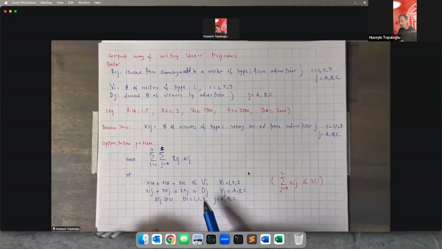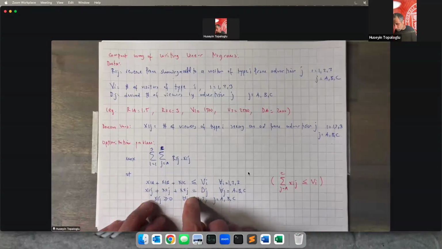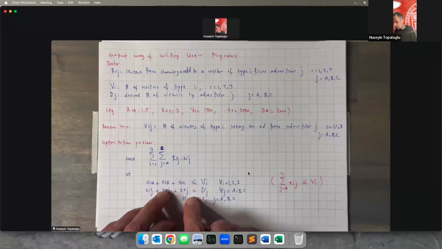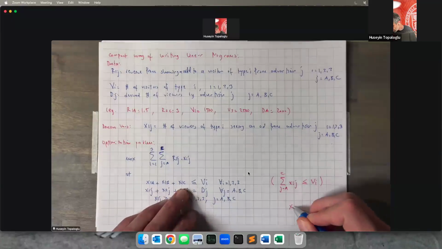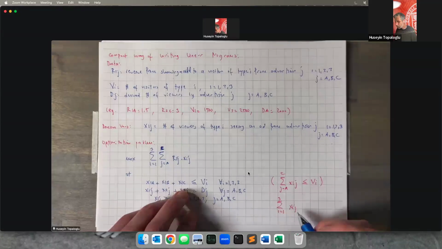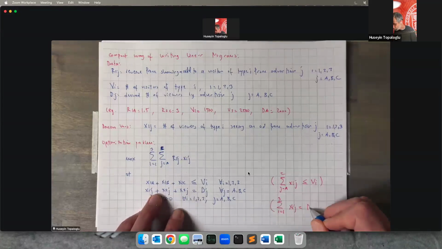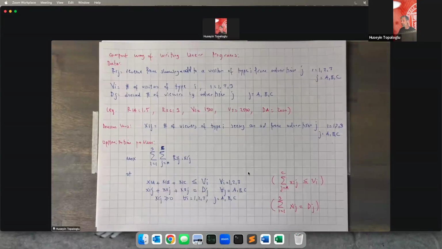And likewise, we can write the second constraint in a more compact fashion. For fixed J, we're adding X1J, X2J, X3J. So we're adding XIJ for fixed J, where I is added over 1, 2, 3. For fixed J, I'm adding XIJ with I ranging from 1 to 3, so it is X1J plus X2J plus X3J, and this is equal to DJ. So this is a more compact way of writing the second constraint.